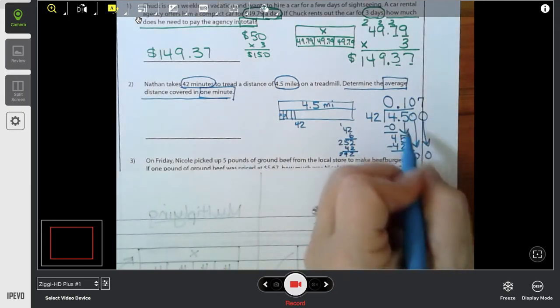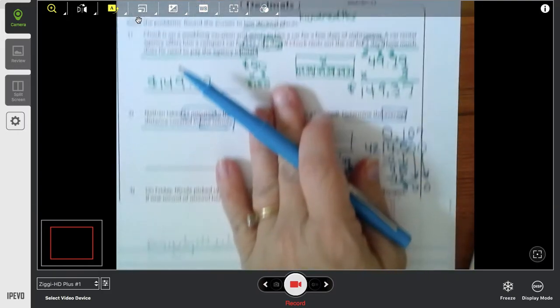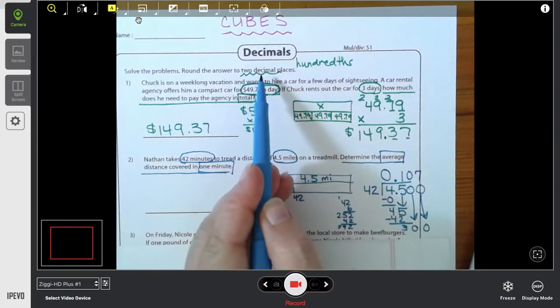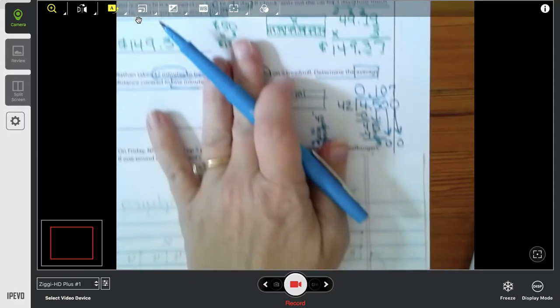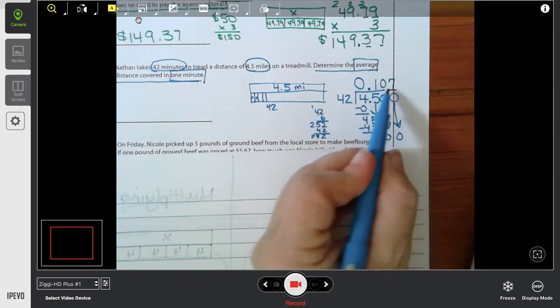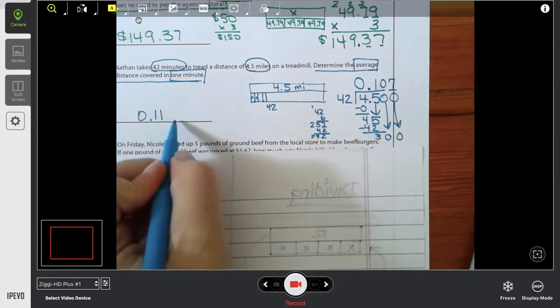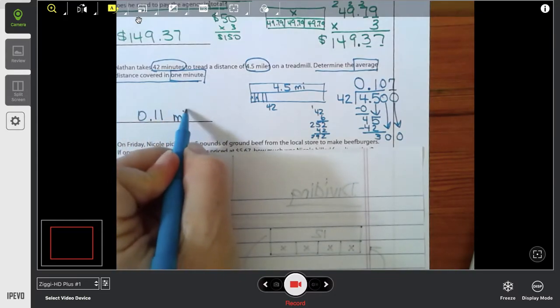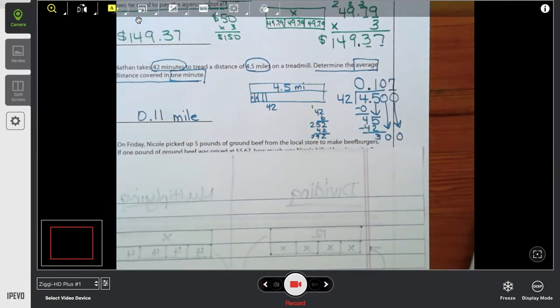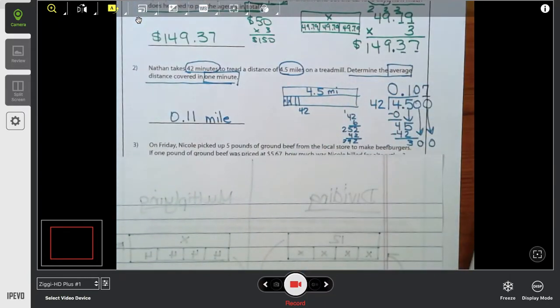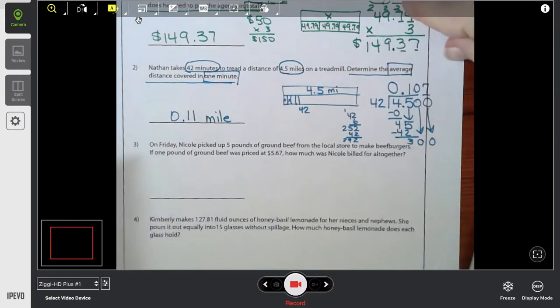But you know what? I don't even need to keep going because if you remember up here, it told us to round our answer to 2 decimal places, to the hundredths. Well, as soon as I put this 7, then this 0 is going to round up. So he walked about 11 hundredths of a mile every minute because I'm rounding to the nearest hundredth. Okay, let's look at the next one.